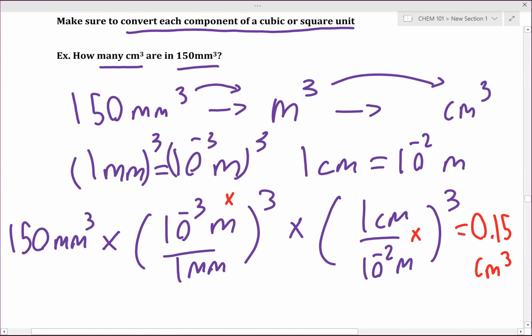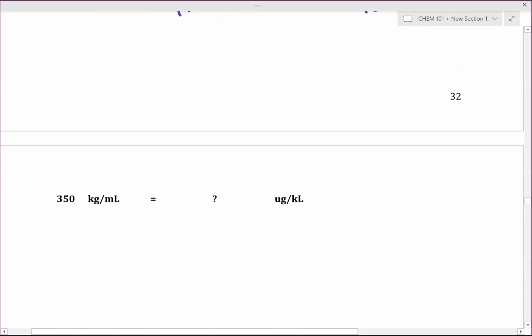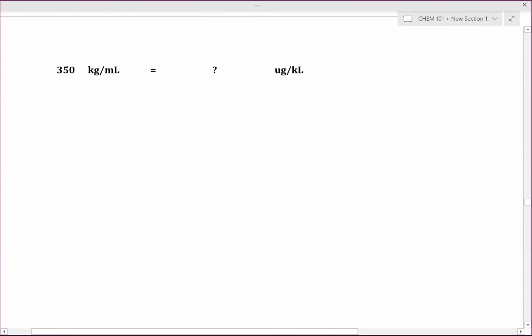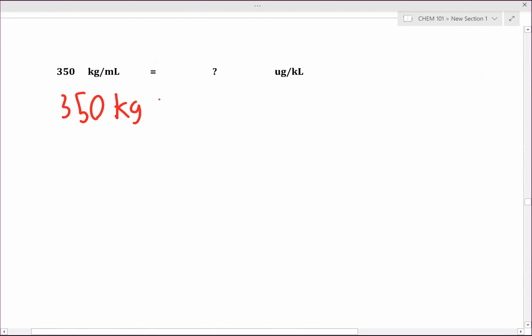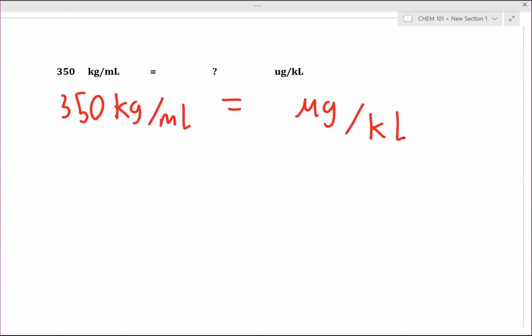Okay, let's have you work on some problems in groups. So let's tackle the first one. I'll write it out in larger writing so that way everyone can see. 350 kilograms per milliliter is equal to how many micrograms per kiloliter? You'll notice a lot of our ratios have to do with mass over volume because that's often where you'll be doing these conversions.